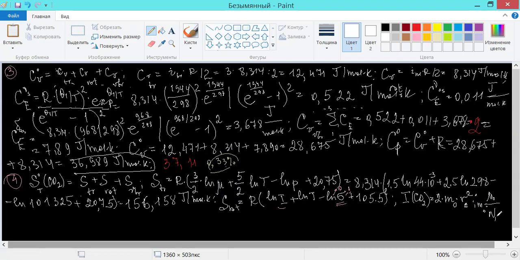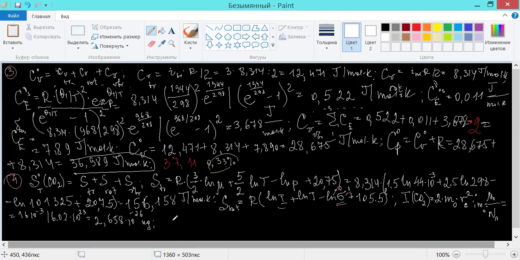All we need to do is divide the molar mass of the atom, in kilograms per mole, by the Avogadro constant, 6.02 times 10 to the 23rd. And that gives us 2.658 times 10 to the minus 26 kilograms.